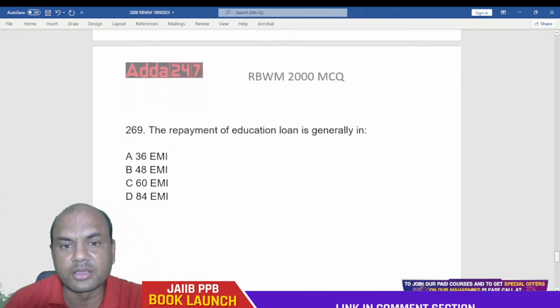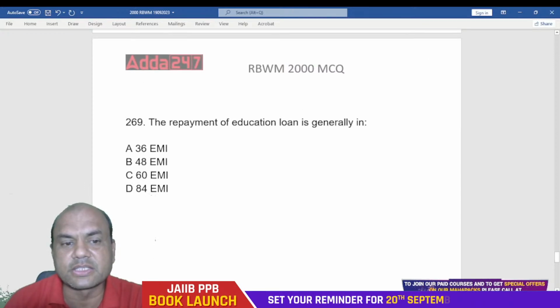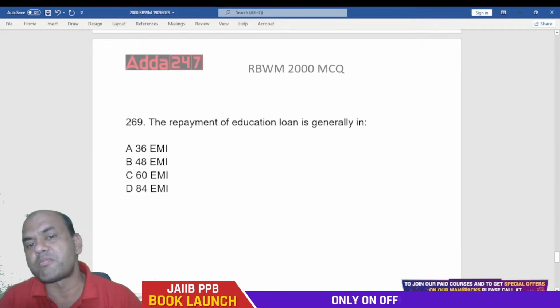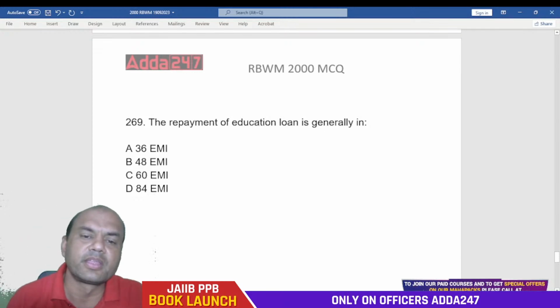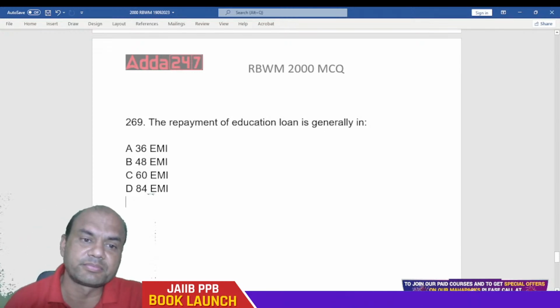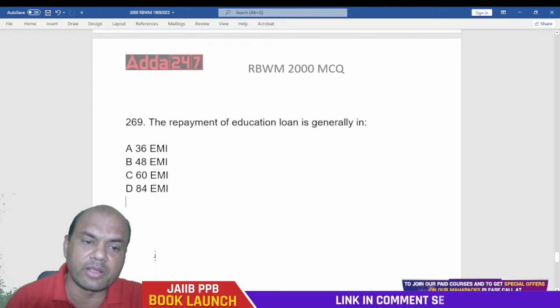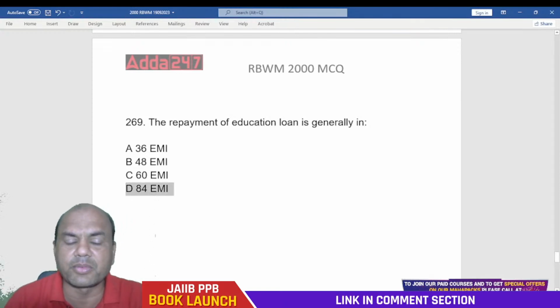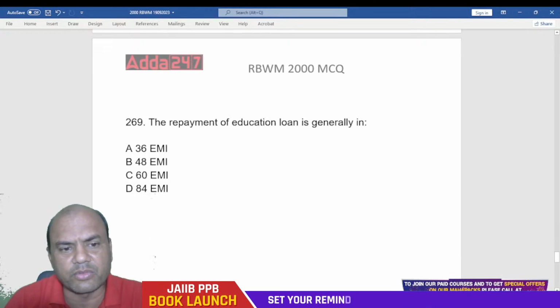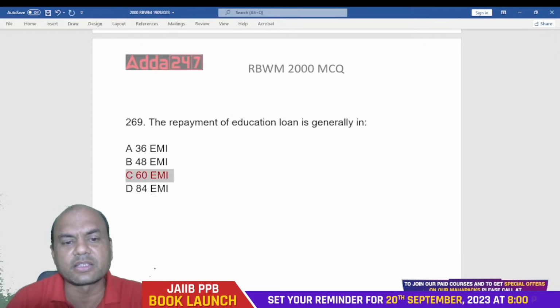So the repayment of education loan is generally in 36 EMI, 48 EMI, 60 EMI, 84 EMI. What is it? Education loan repayment. Many of you are typing 84 EMI. Not 84, 60 EMI. That is the right answer. 60 EMI.